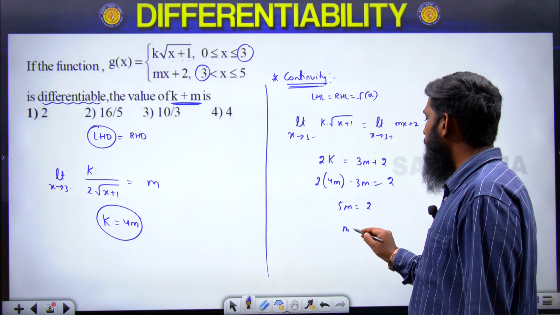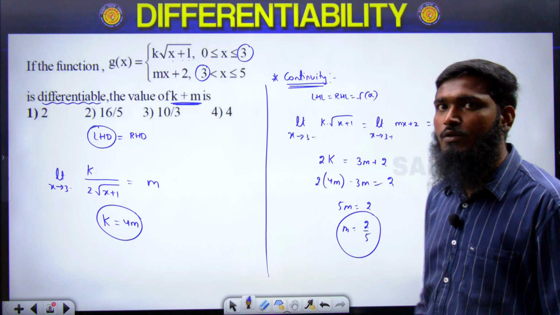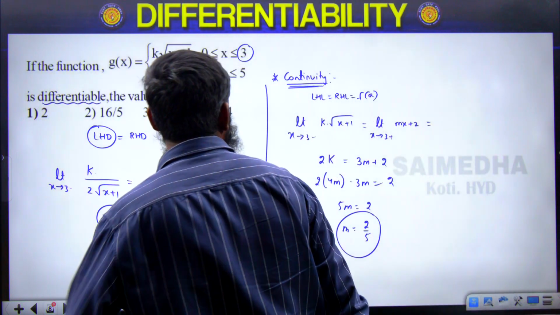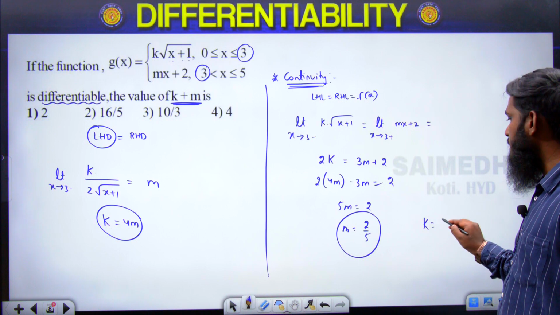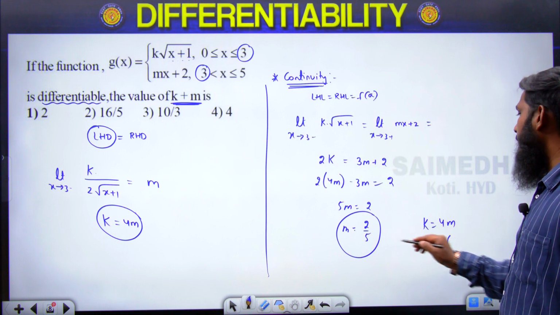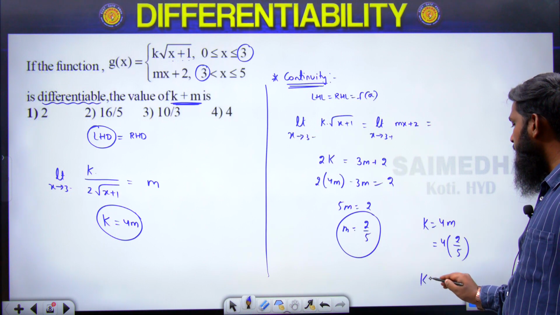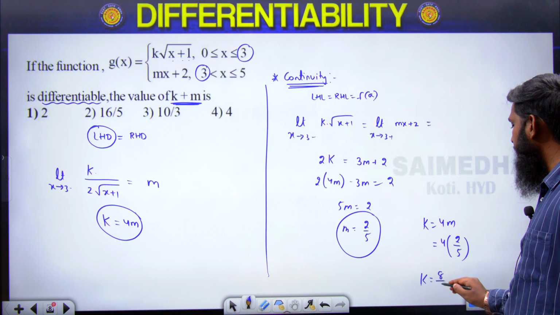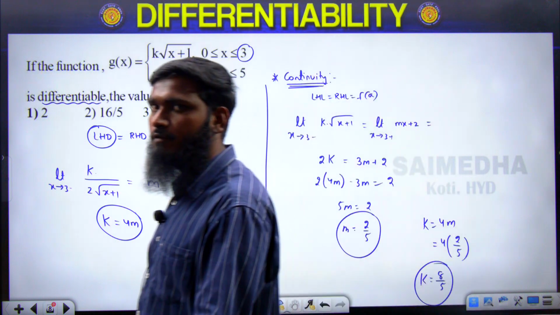What is the m value now? M value is equal to 2 by 5. We are getting the m value: m is equal to 2 by 5. If m is equal to 2 by 5, then what is the k value? K is equal to 4 into m, which is 4 into 2 by 5. So k value is 4 2s are 8, 8 by 5. So the k value is completed, the m value is also completed.